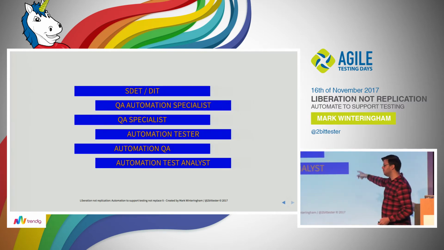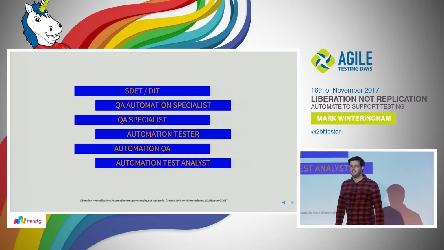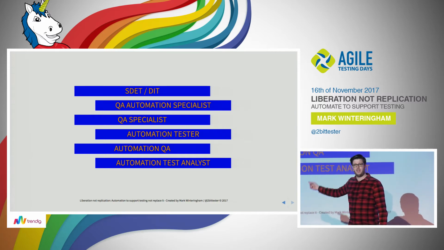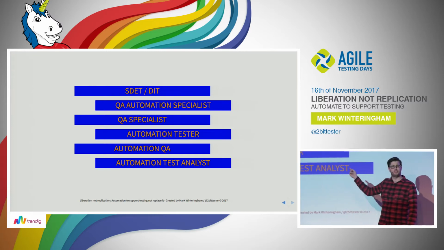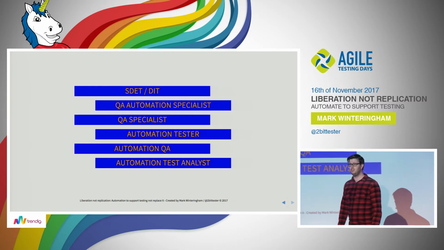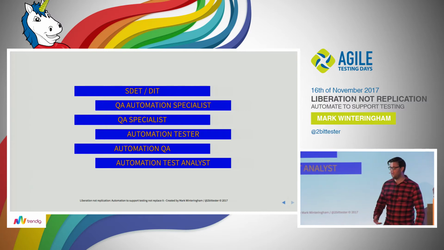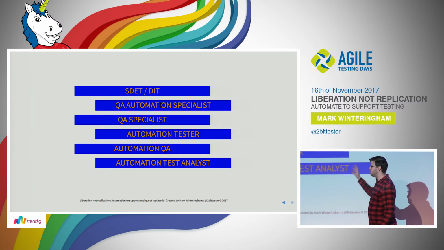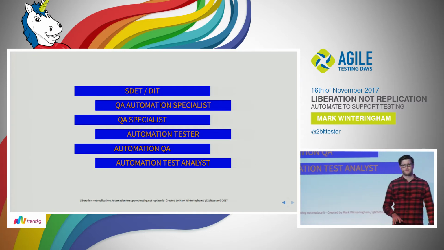I have been all these different types of roles. I still don't know what a QA automation specialist is. I don't really understand why, because I learned some extra tools and could program in a language, that made me special. I mean, I liked it. The money was good. But it didn't really mean anything. And automation QA, again, this idea of replication is reflected in the titles that we have.